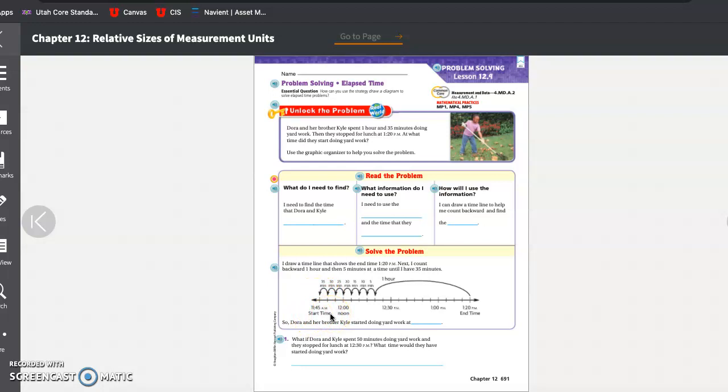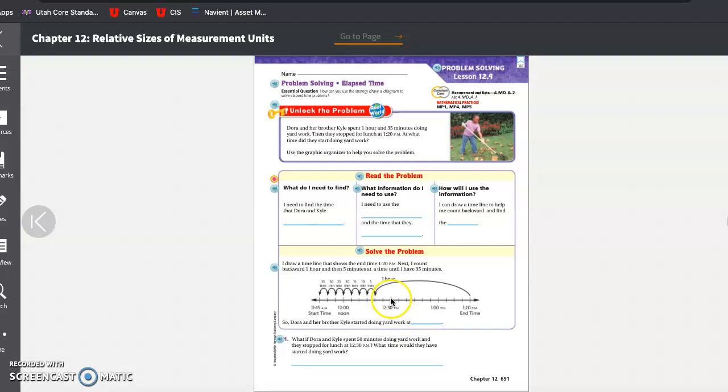So we solved this elapsed time problem by using this number line and going backwards with time, right? So Dora and her brother Kyle started doing yard work at 11:45 a.m. Okay, so what if Dora and Kyle spent 50 minutes doing yard work and they stopped for lunch at 12:30? What time would they have started doing yard work?